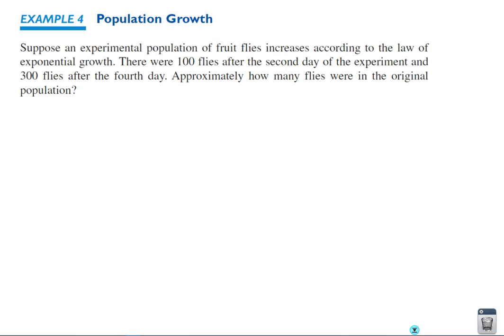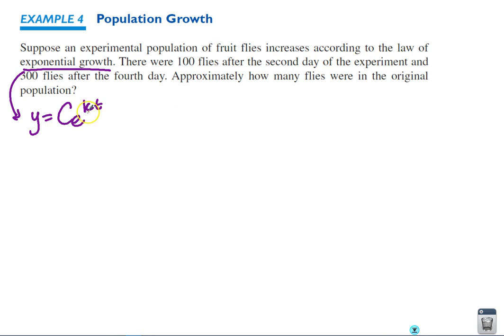Here's what we know. An experimental population of fruit flies increases according to the law of exponential growth. Well, the law of exponential growth is y equals c e to the kt, and we know that this value of k is going to be greater than 0, because this whole thing is going to grow.